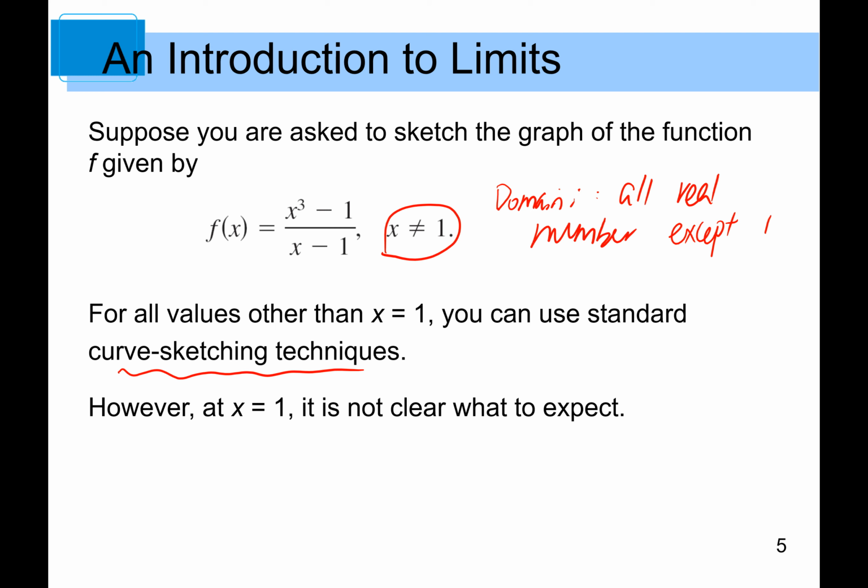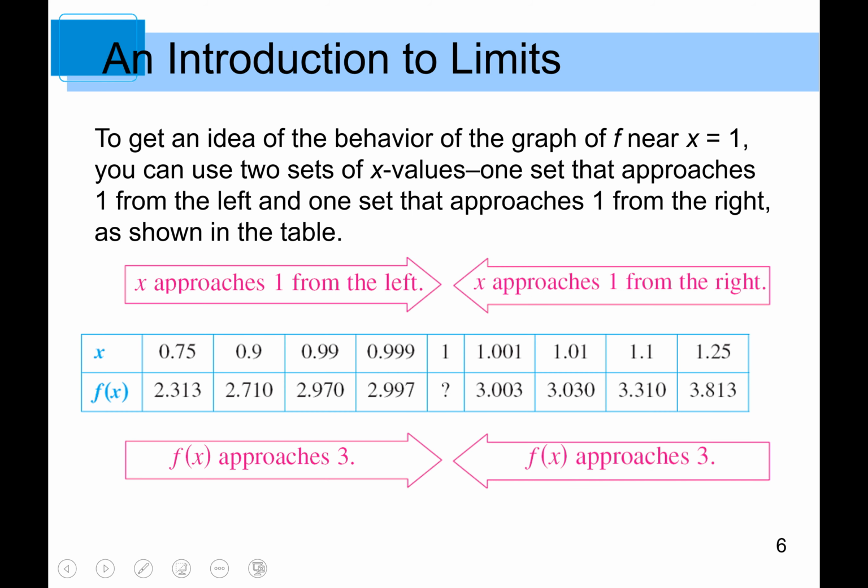However, at x equals 1, it's not clear what to expect. So let's take a look at that and try to get something out of it. To get an idea of the behavior of the graph of f of x near x equals 1, you can use two sets of x values. One of them is from the left. The values on the left could be 0.999, 0.99, 0.9, 0.75. As you can see, the numbers are listed in increasing order, so 0.75 is the smallest number among all these numbers selected.